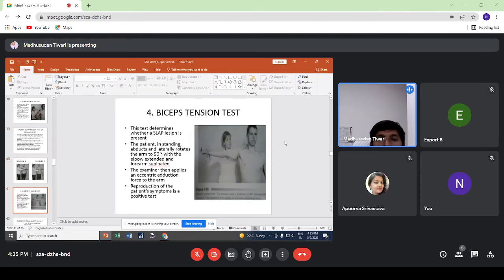The next is the biceps tension test. This test determines whether a superior labrum anterior posterior lesion is present. The patient is in a standing position, with the shoulder abducted and laterally rotated at 90 degrees, the elbow extended and the forearm supinated. The examiner then applies an eccentric adduction force to the arm. Reproduction of symptoms shows a positive test.